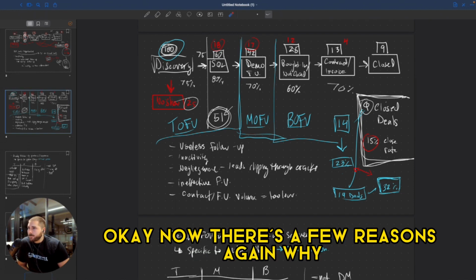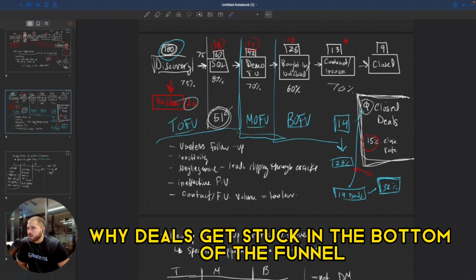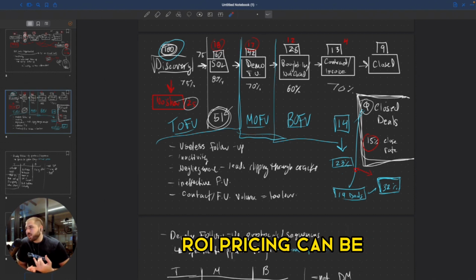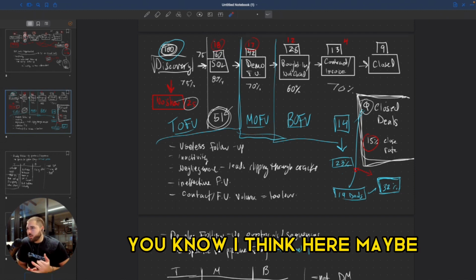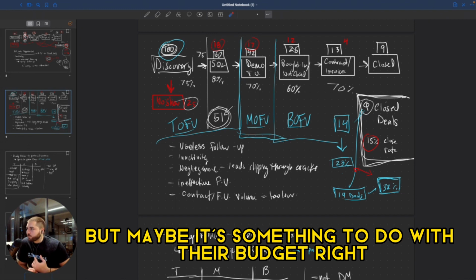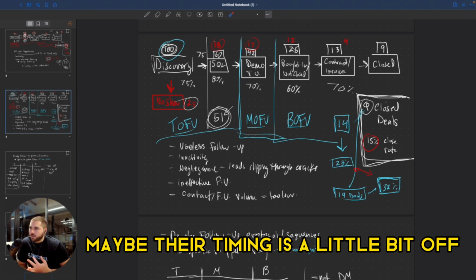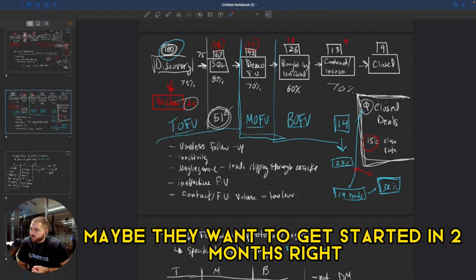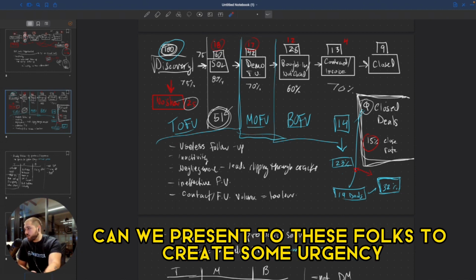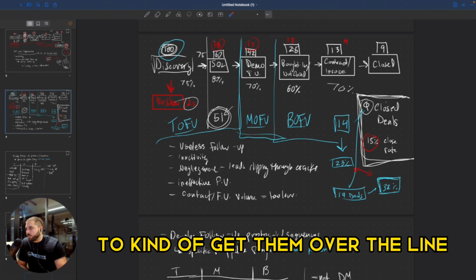Okay, now there's a few reasons again why deals get stuck in the bottom of the funnel. It can be ROI/pricing can be a thing here. Maybe, if they're bought in already, ROI maybe isn't quite it, but maybe it's something to do with their budget, right? Maybe their timing is a little bit off. Maybe they want to get started in 2 months, right? So on and so forth. So what kind of closing offers can we present to these folks to create some urgency to kind of get them over the line? Okay.